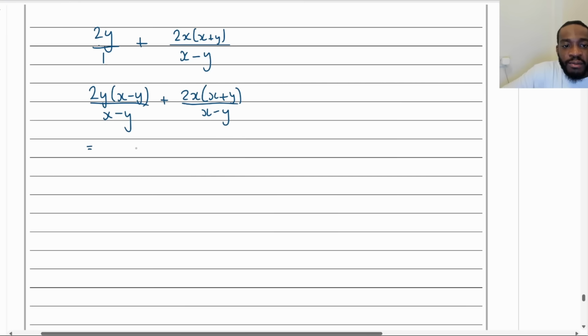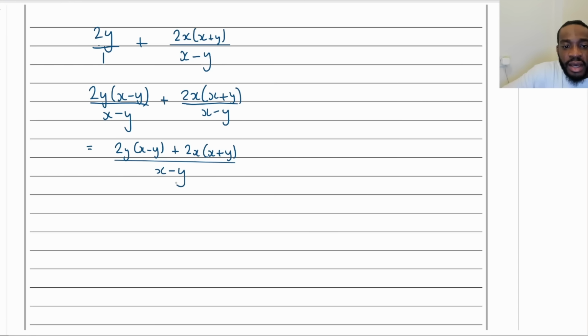So what I can do now is combine these two, and it's going to become 2y(x - y) + 2x(x + y) all over x - y. Okay, and then from here, what can I do? I can expand this. So this becomes 2xy - 2y² plus 2x² + 2xy. Right? We just check 2x² + 2xy. Yeah, perfect. Like that. So where we're at is now x - y on the bottom.